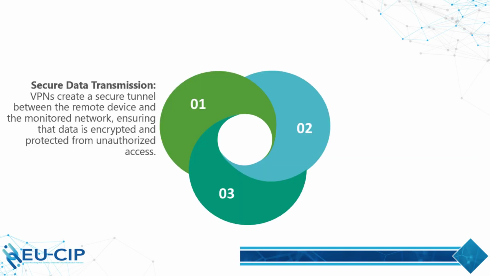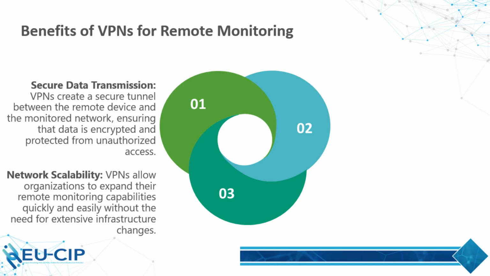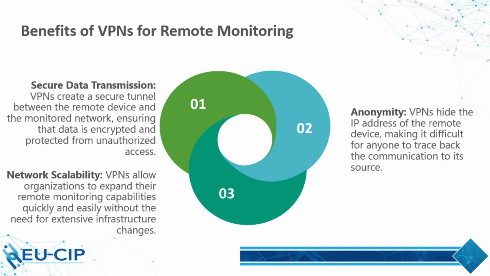The benefits of VPNs for remote monitoring include secure data transmission. VPNs create a secure tunnel between the remote device and the monitored network, ensuring that data is encrypted and protected from unauthorized access. Anonymity. VPNs hide the IP address of the remote device, making it difficult for anyone to trace back the communication to its source.